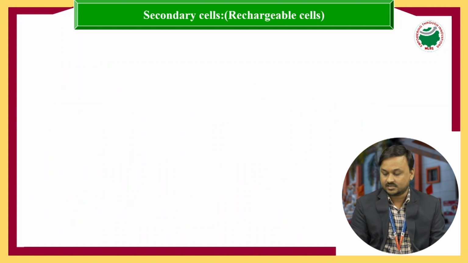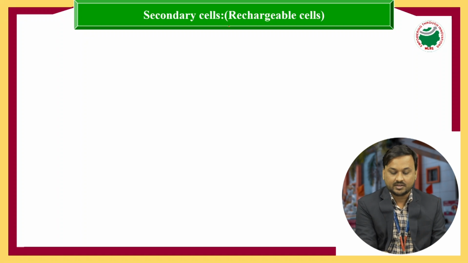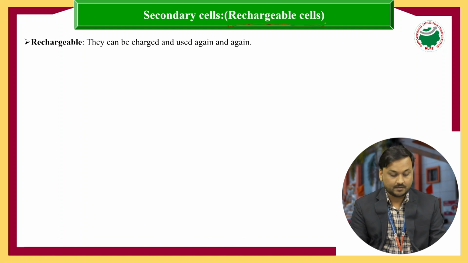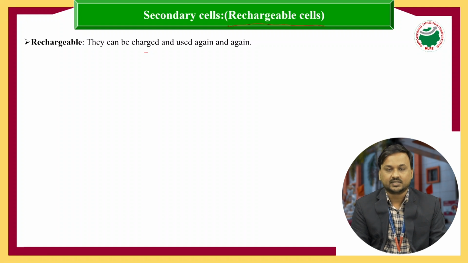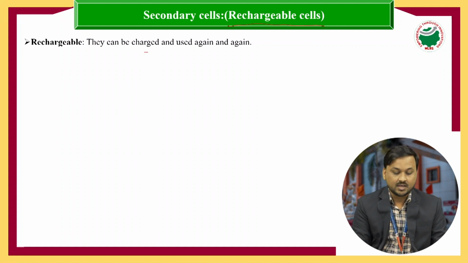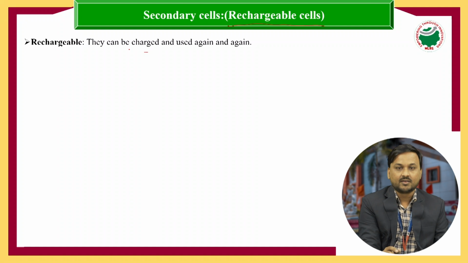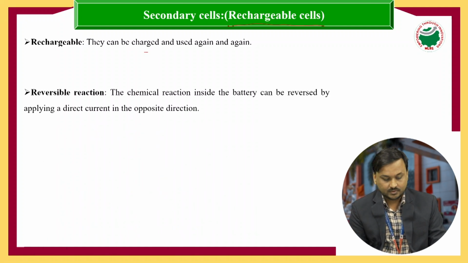Next, secondary cells, also called rechargeable cells. Rechargeable means we can charge them again and again. For example, in our mobile, when the battery percentage goes from 100 to 20, we charge it and can use it multiple times with the help of a charger. This is the secondary battery. It is very useful nowadays, every time.